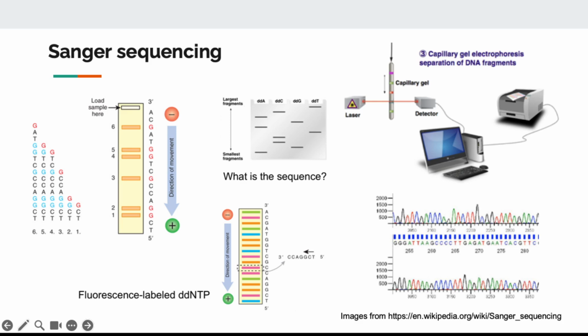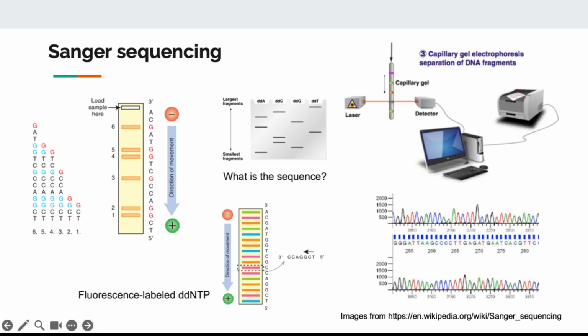But this requires you to run the experiment 4 times and then run the gel in 4 lanes. If you label the ddNTPs with different fluorescent colors, then you can run them all in the same lane, activate the fluorescence, and see the color corresponding to A, C, G, and T. So this is how we read Sanger sequencing.